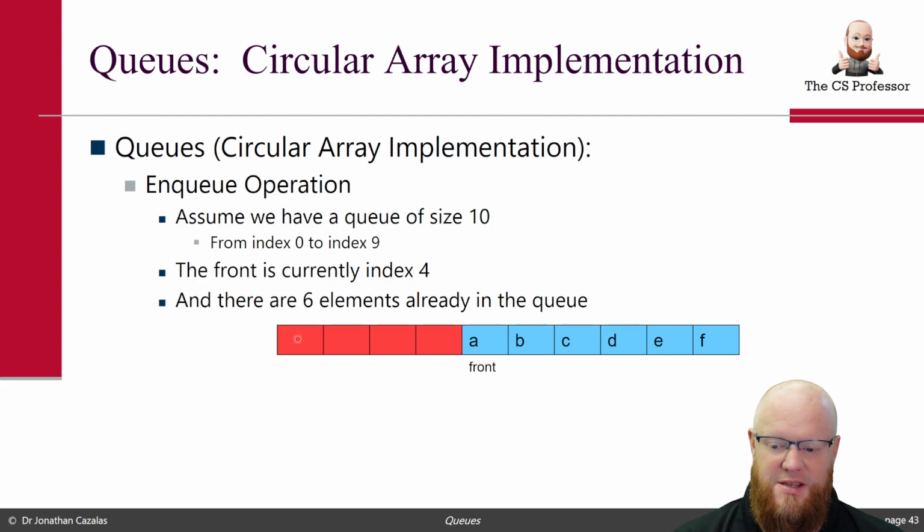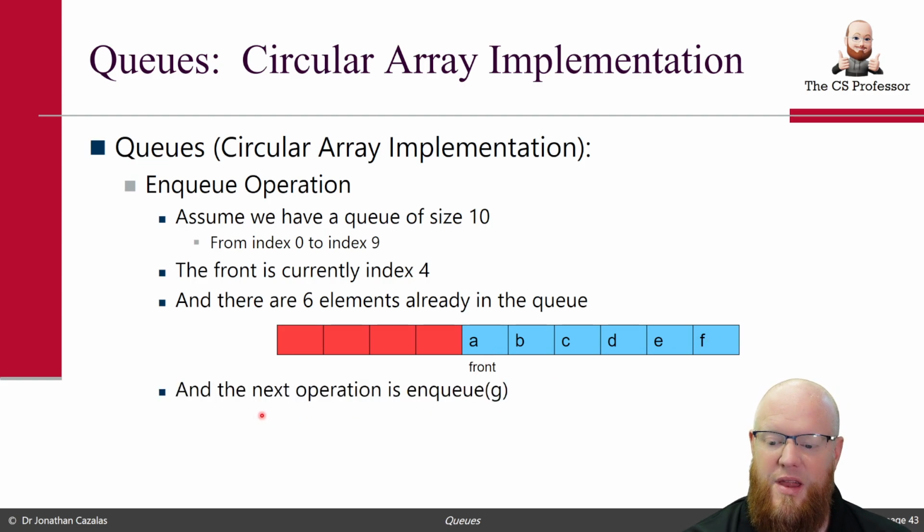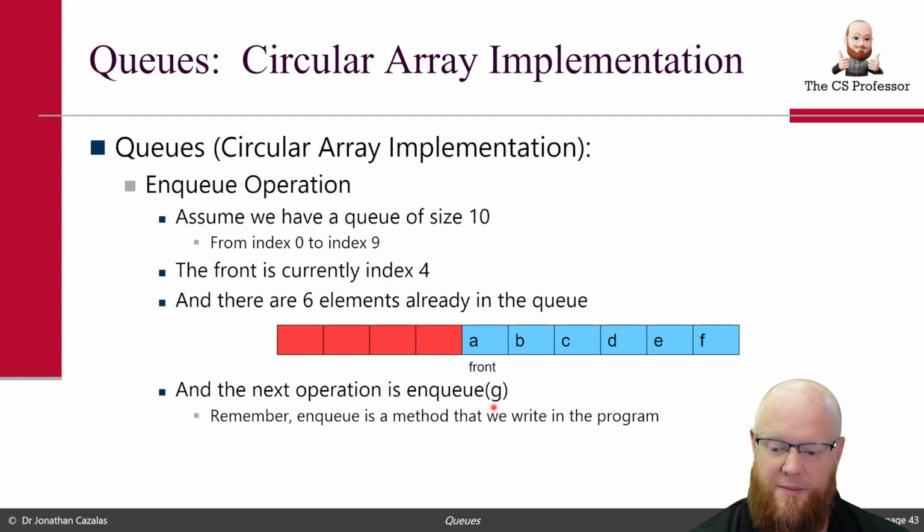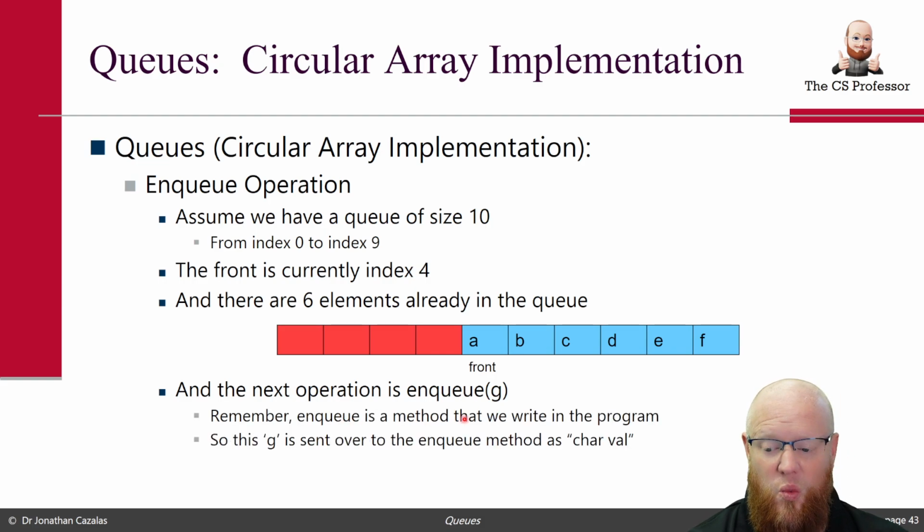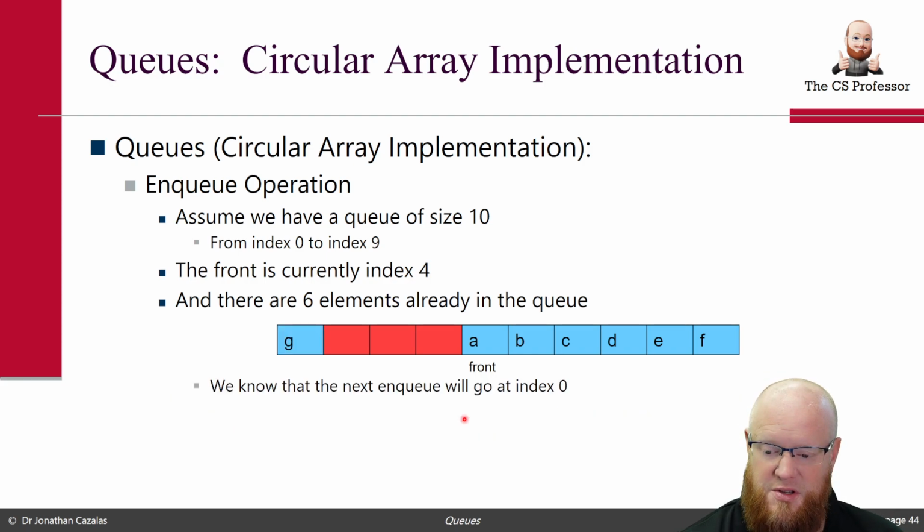We have a queue of size 10 from 0 all the way to 9. The front is at index 4, so 0, 1, 2, 3, 4. Here's front, and we already have 6 elements in our queue. The next operation is we want to enqueue, and let's say we're enqueuing the actual char G. So the enqueue method is a method that we need to write. This G is going to be sent over and saved inside a variable called val, for example.